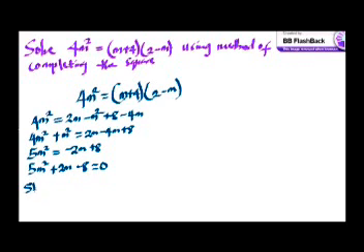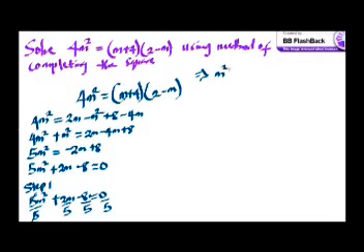Step 1 is to reduce the leading coefficient to 1. So you have 5m square plus 2m minus 8 is equal to 0, and I'll divide all through by the leading coefficient, which is 5. So in that case this 5 will cancel out this. I'll have m square plus 2m over 5 minus 8 over 5 is equal to 0.